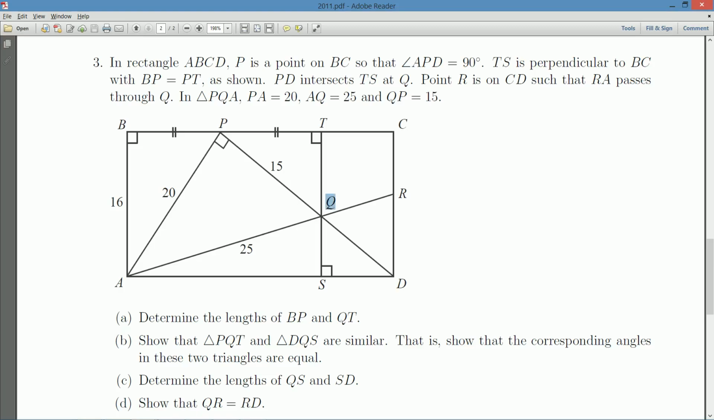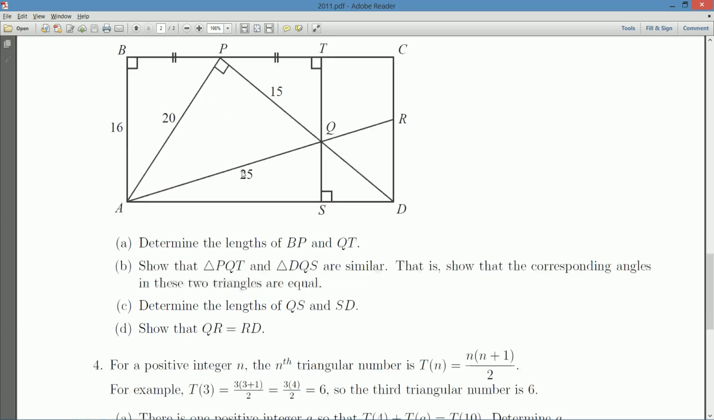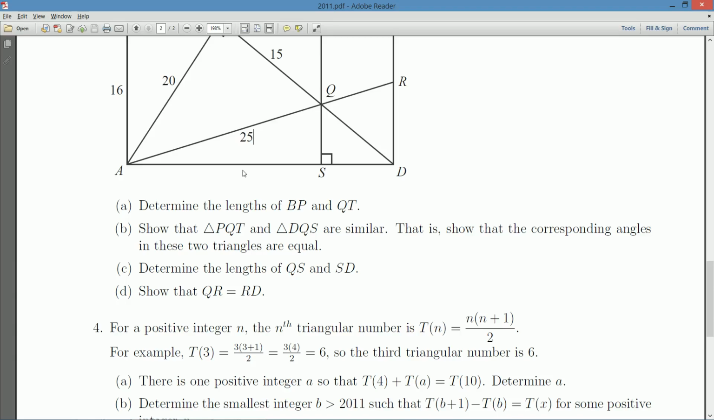Point R is on CD, so that RA passes through Q, and in triangle PQA, we have PA equals 20, AQ equals 25, and QP is equal to 15. And that makes sense to me. I see a right angle, and 15, 20, and 25, these are numbers that I associate with a Pythagorean triple. Okay. So we're probably going to need to redraw our picture again, just so we can put marks all over it and figure out side lengths and angles and everything.